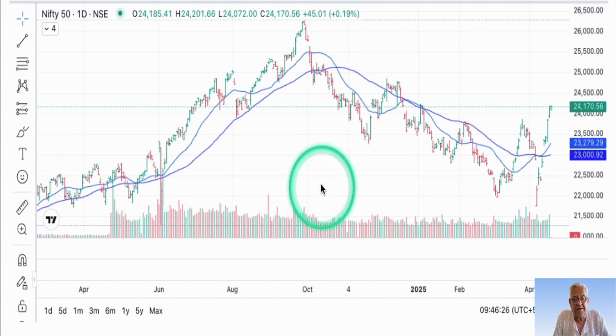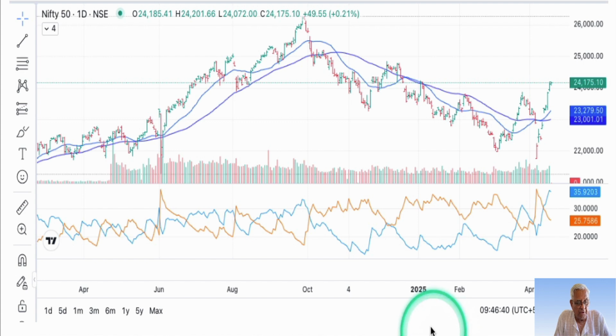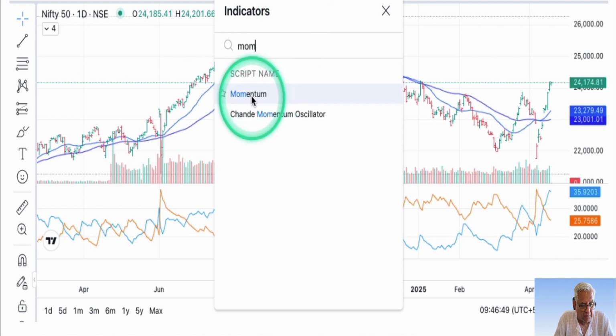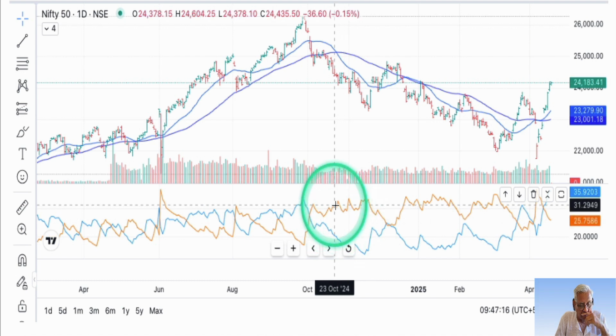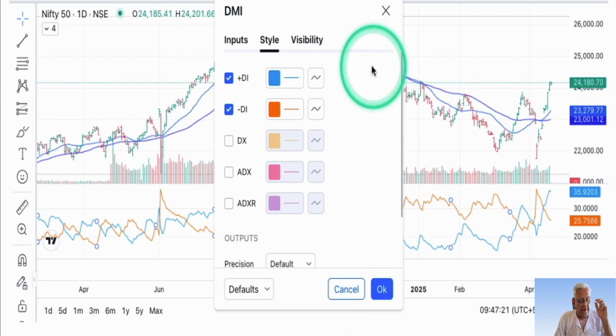Okay, so we are now going to see what are the two other indicators we are going to take the assistance of. The first indicator is the momentum indicator. How do you install this? You go to indicators, type momentum, and you will get this momentum. I have installed it, so I am not clicking it. Okay, you will get this momentum choice. Once you enter that, you have to right click on the indicator. Then you will get this.